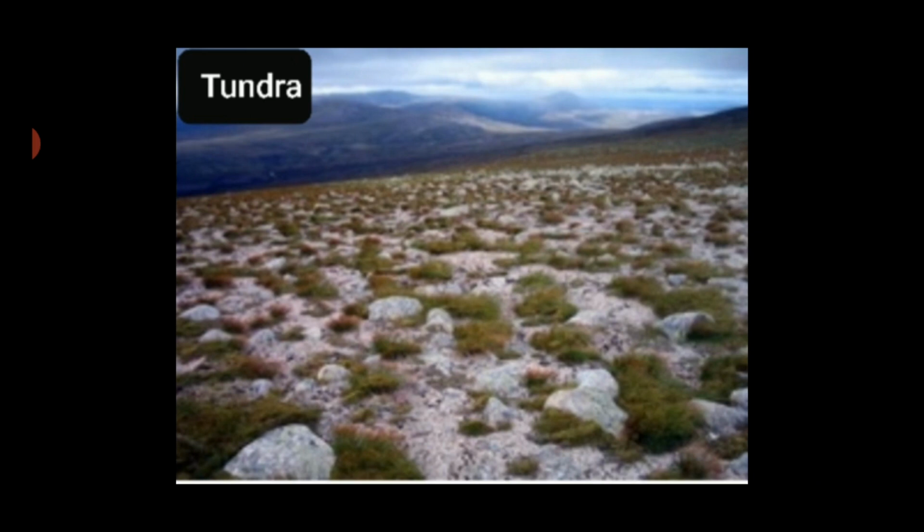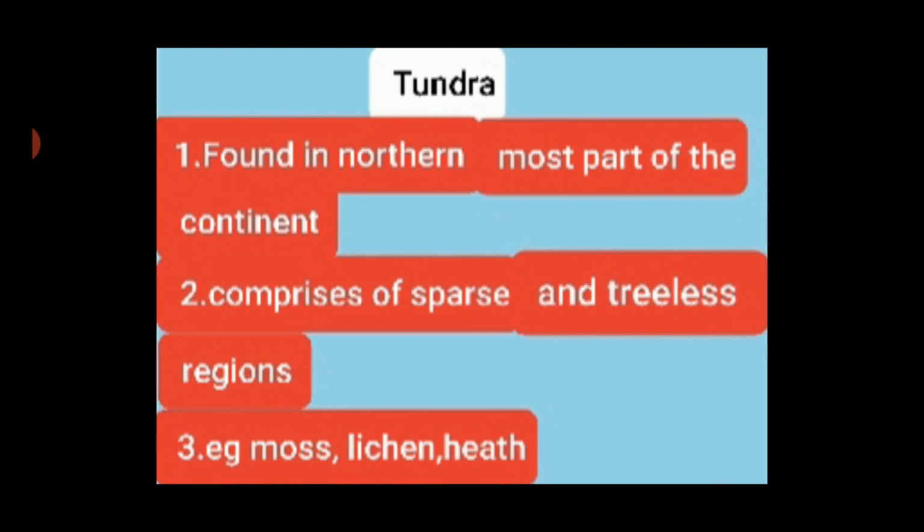Number one is tundra vegetation. Let's see the features of this vegetation. This type of vegetation is found in the northernmost part of the continent. It comprises sparse and treeless regions. The reason trees are absent is the long and freezing winters and short, cool summers. The types of vegetation grown here are moss, lichen and heath.